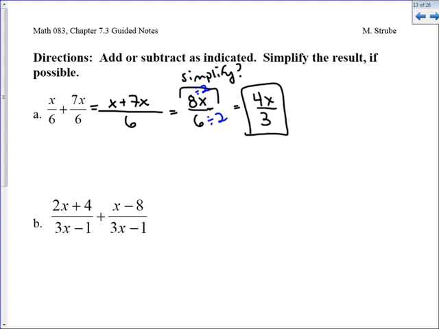So when you have monomials, you're just looking to divide out a GCF. When you have polynomials, that's when we have to factor and cancel for that simplify step. So you've got to know how to add fractions and how to simplify from 7.1.